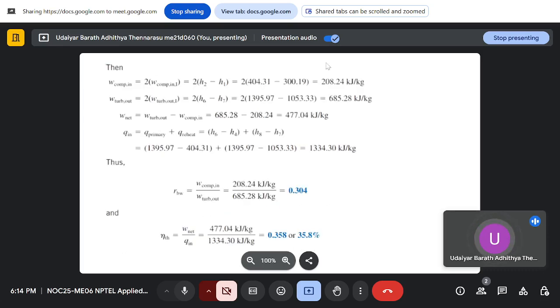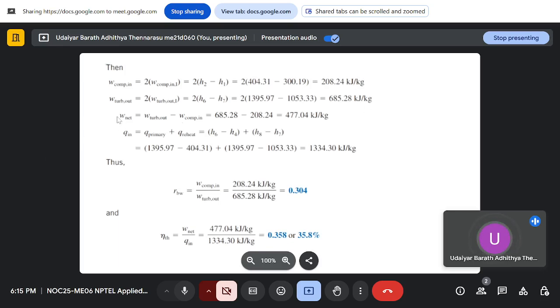When you substitute the enthalpy values, your compressor work is 2 times a single stage compression, because both the compressors are identical, operating between the same pressure ratios and inlet temperature, so each requires the same amount of work. So 2 into H2 minus H1 gives me 208.24 kilojoule per kg. This is the net compressor work which has to be provided, and similarly the turbine work generated is 2 times the work generated in a single turbine. So 2 into H6 minus H7 gives me 685.28 kilojoule per kg.